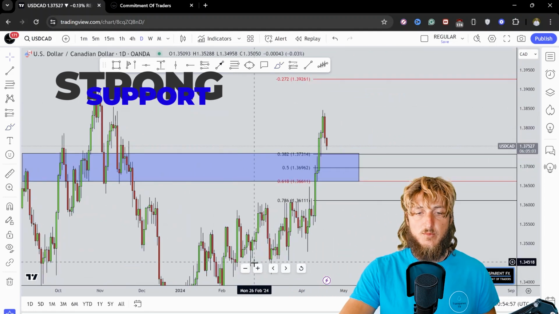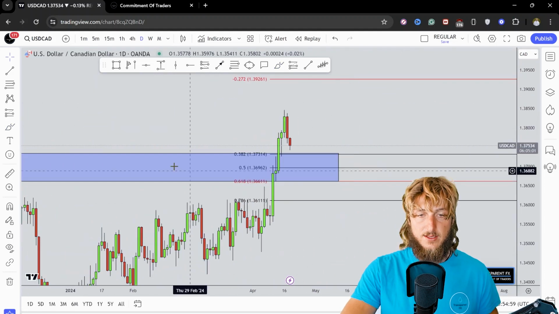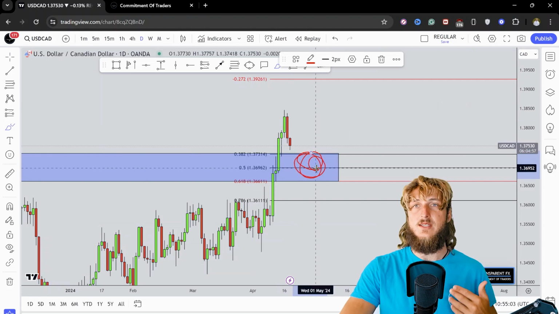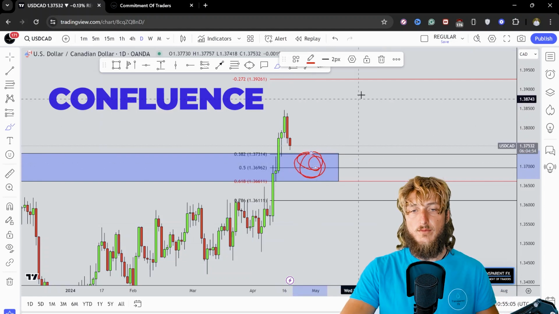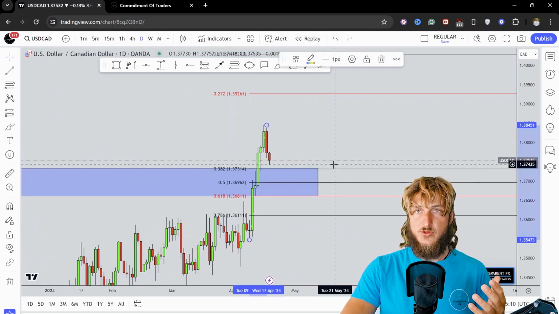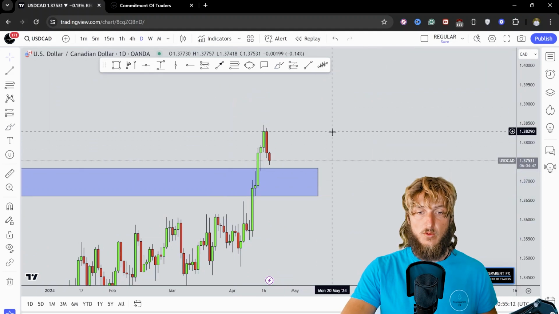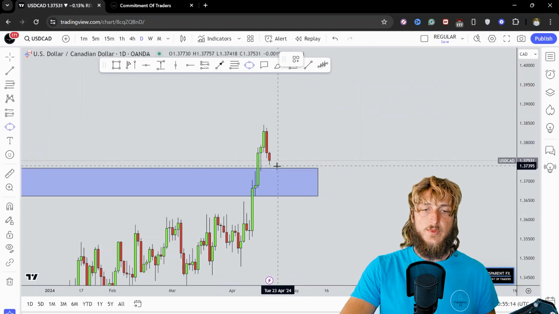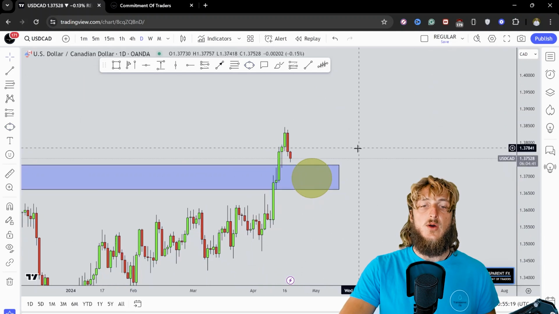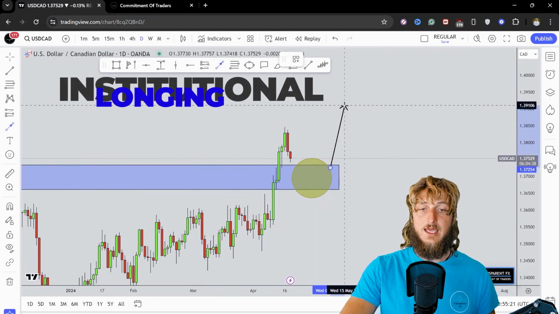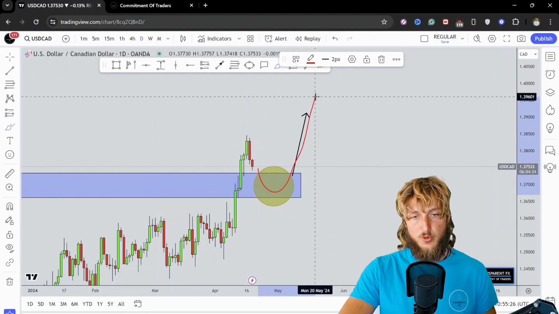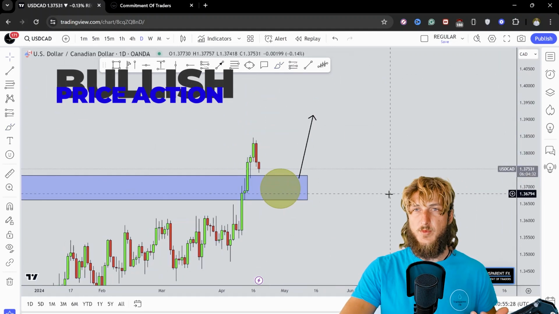Now, since we have both Fibonacci levels and this horizontal structure both lining up in the same area of price, this actually means that this is a confluence of support area, in which you have multiple layers of support in the same zone of price. So when you have a confluence of support area, what you would expect is to see more institutional longing inside of that zone, which at that point would further increase the probabilities of a potential rejection to the upside away from the level.